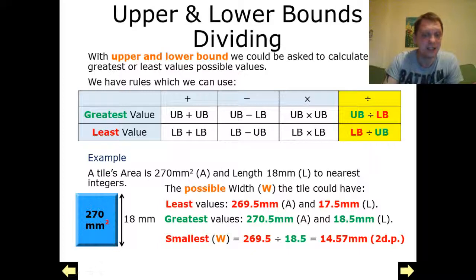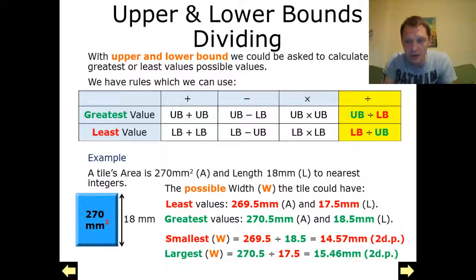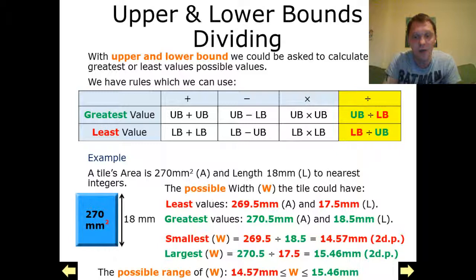So to find our least or smallest possible value for our width, we're going to take our lower bound here, 269.5, and we're going to divide it by the upper bound of our second measure, 18.5, which gives us a possible width of the lower bound of 14.57 millimeters to two decimal places. If we do the same for the upper bound, we get 15.46 millimeters to two decimal places, which of course gives us a range for our width of being anywhere between or equal to 14.57 millimeters and 15.46 millimeters.